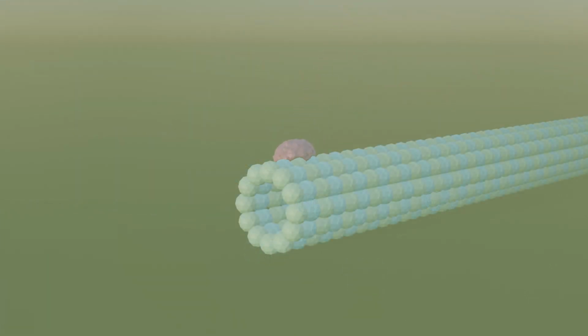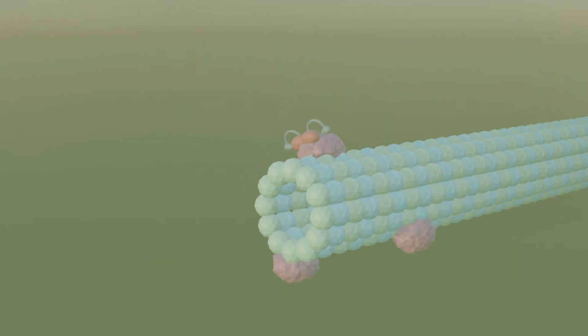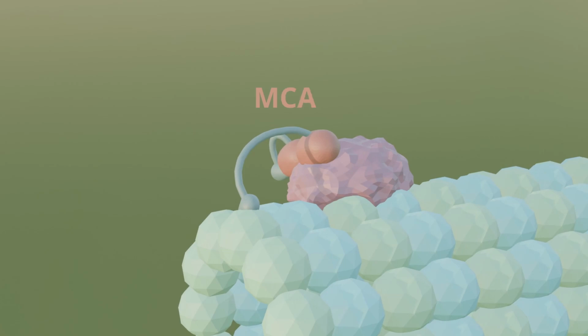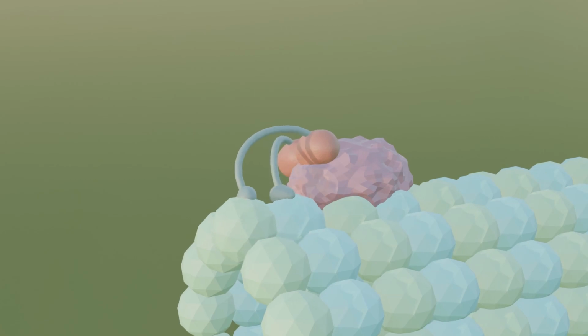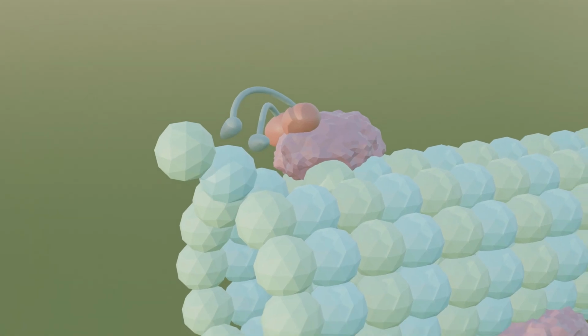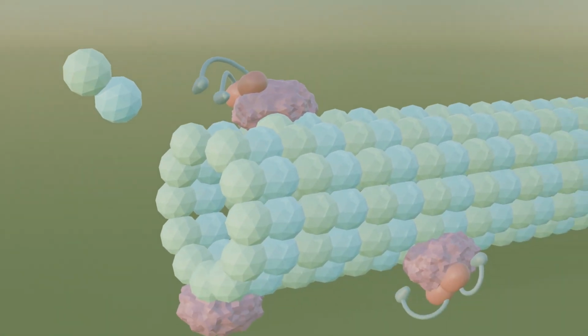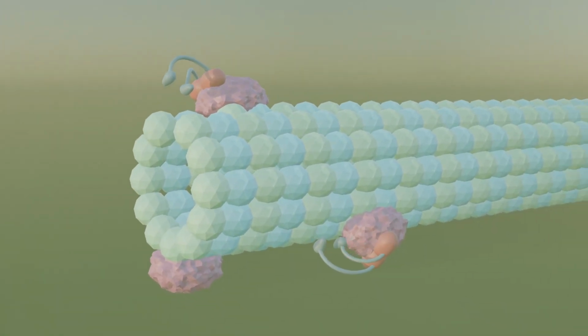But there are also many proteins that help with depolymerization. In this video, we're taking a look at the MCAK protein. It also binds to the plus tip protein and causes depolymerization at the positive end of the microtubule.